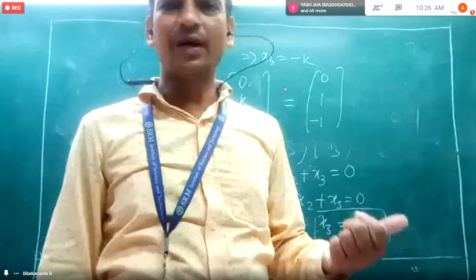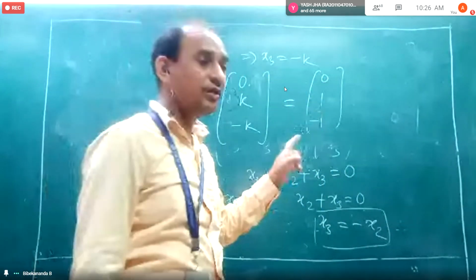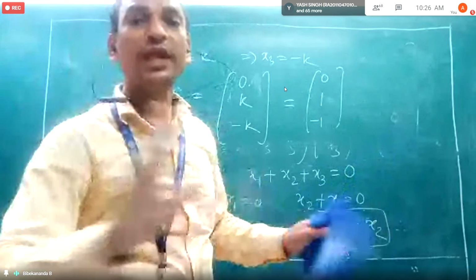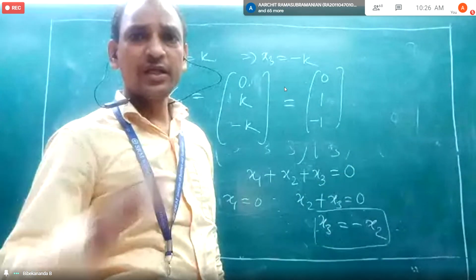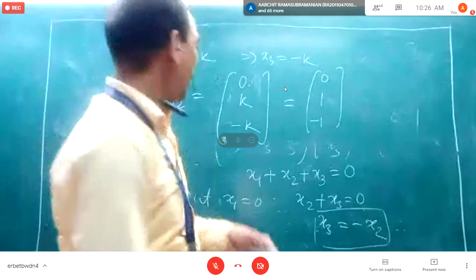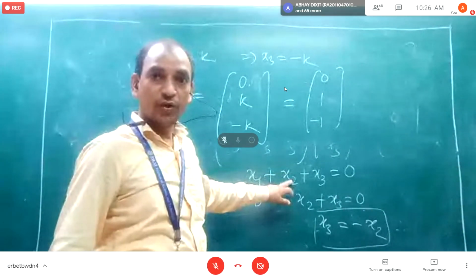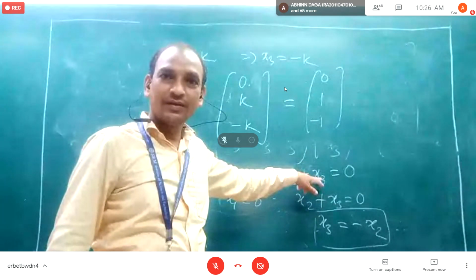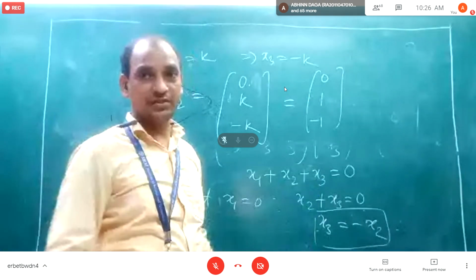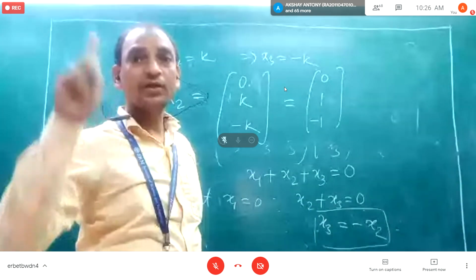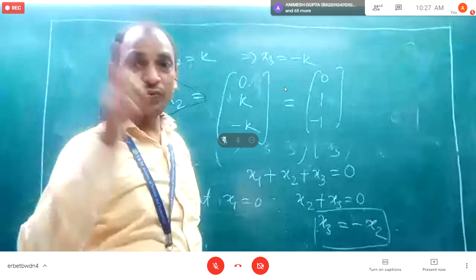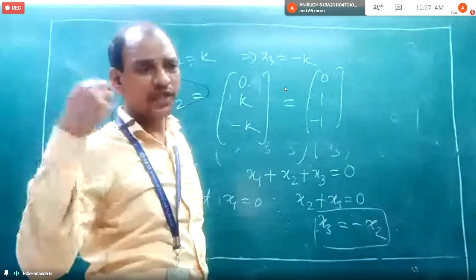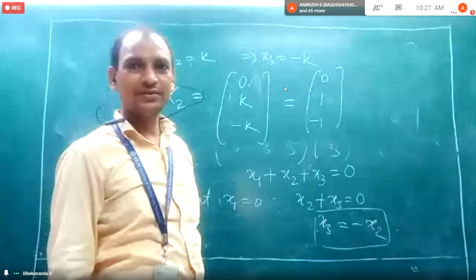Understood? Because there are three variables, there will be two free variables. x1 0, x2 0, or x1 0, x3 0, or x2 0, x3 0. There are three possibilities. One equation with one unknown is okay, but here we have one equation and three unknowns, so you can select any value of the variables. Clear?